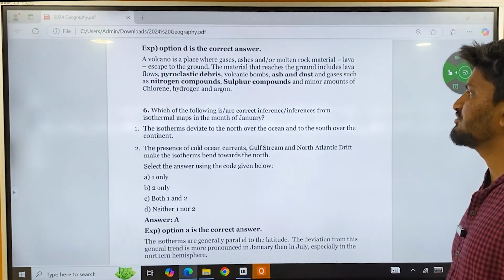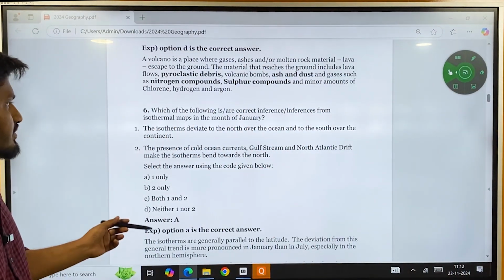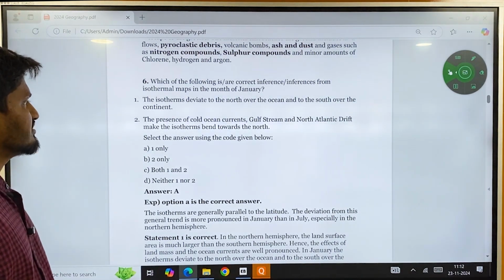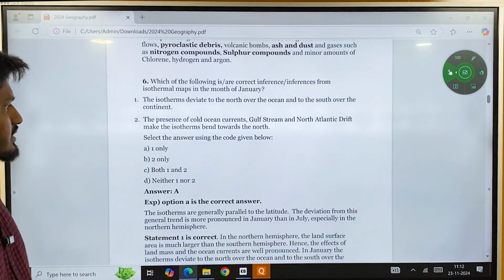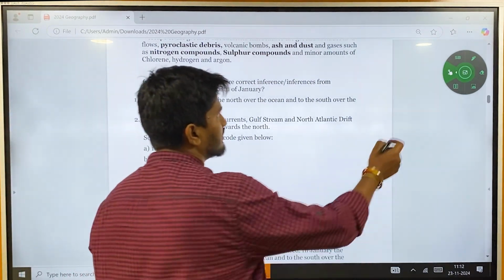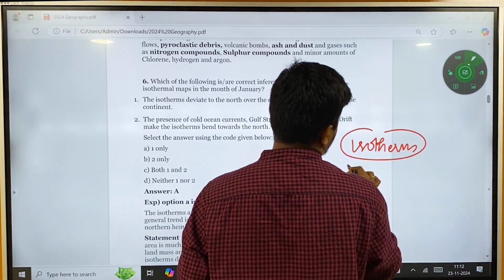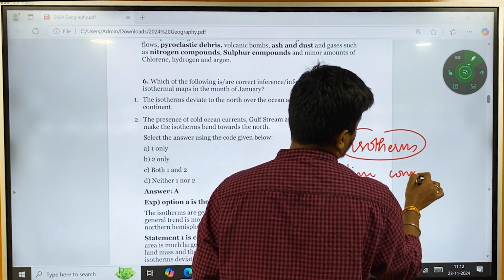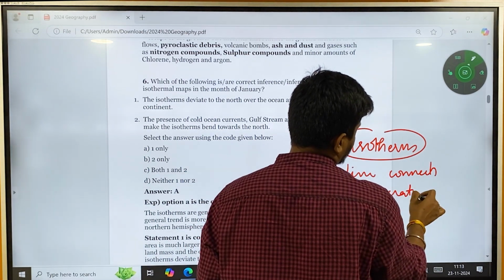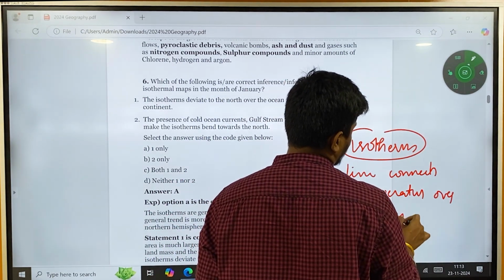And question number 6: which of the following is or are correct inferences from the isothermal maps of the month of January? Statement 1, the isotherms deviate to the north over the ocean and to the south over the continent. Statement 2, the presence of warm ocean currents, Gulf Stream and North Atlantic Drift, makes the isotherms bend towards the north. First, you have to understand what an isotherm is. An isotherm is a line joining or connecting places of the same temperature over a map.